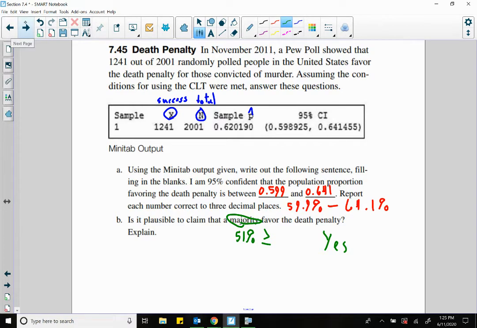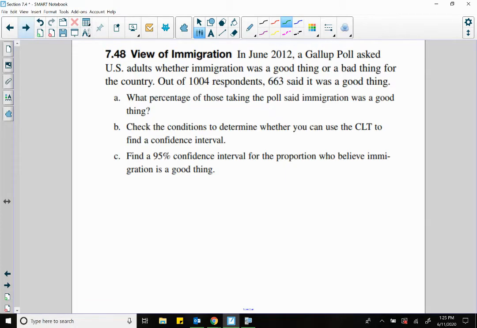All right. So go ahead and pause the video, answer part A, and actually answer part B. You can do that, and then we're going to talk about part C together. Pause the video, answer A and B. Go.